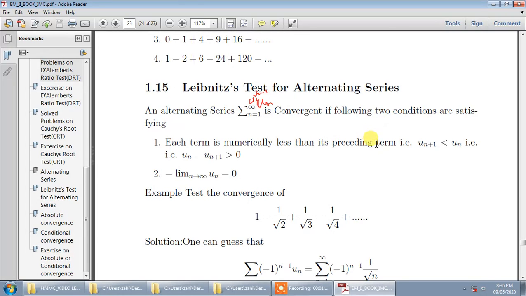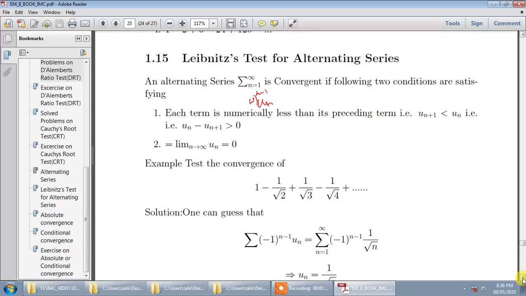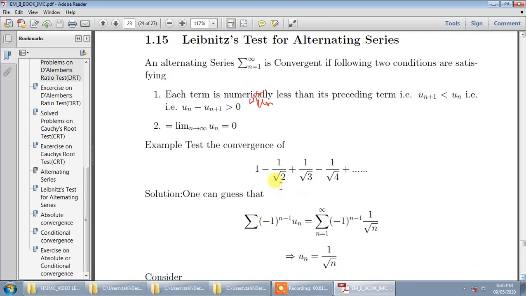So this series will be convergent if it satisfies two conditions. The first condition is each term is numerically less than its preceding term. What is the meaning of that? Un plus 1 should be less than un. That is, it is a decreasing sequence, that is, un minus un plus 1 should be positive. The second thing is limit n tends to infinity un should be equal to 0. If this is happening, then that series is convergent.